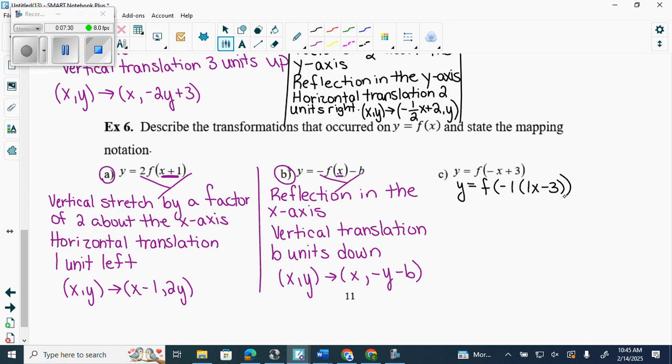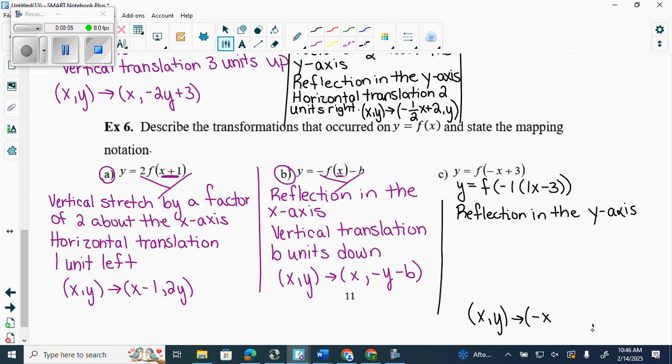Now, if we look at that bracket, is there a horizontal stretch at all? Is there a number in front? No. Is there a reflection? Is there a negative 1 in front? Yep. So there's a reflection. It's with the x, so it's in the what? Y-axis. If I want to deal with my mapping, I'm going to have x, y becomes negative x, comma, something, right? I know my y is going to stay the same because nothing affects the y.